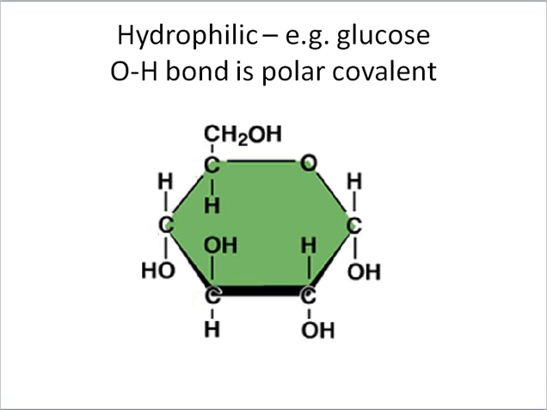Sugars, for example glucose pictured here, have lots of polar oxygen-hydrogen bonds. We've got 1, 2, 3, 4, 5 polar covalent bonds here. As a result, they'll form lots of hydrogen bonds with water and typically dissolve easily in water.